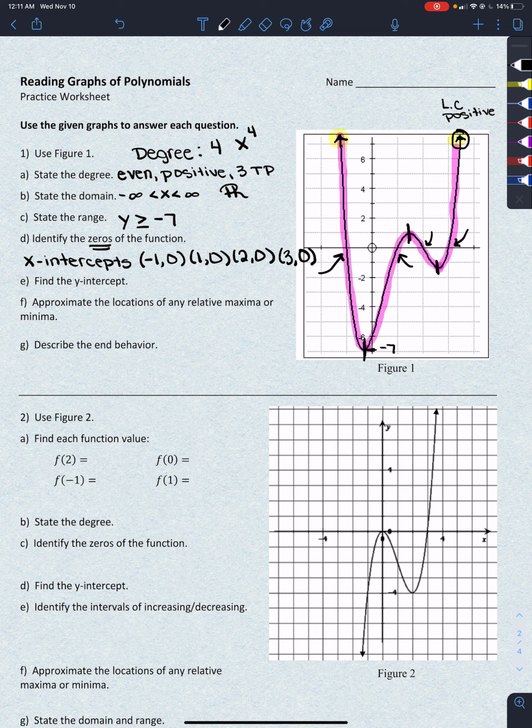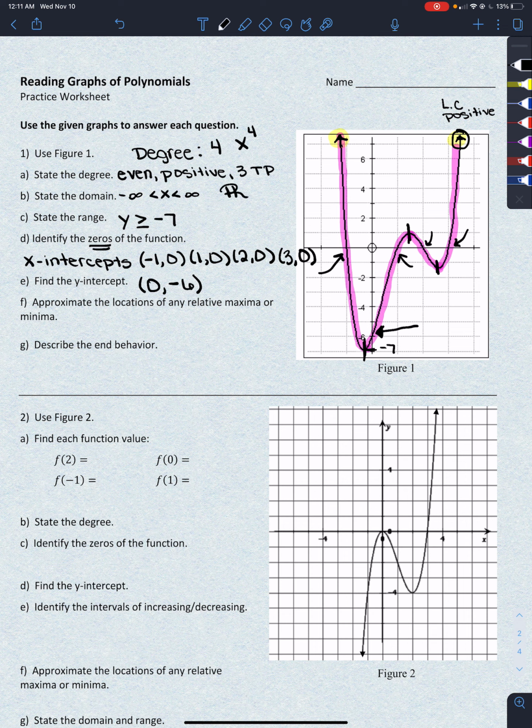Now, to find the y-intercept, where does the graph cross the y-axis? That is at this point right here, where x is 0 and y is negative 6. So this time it is 0, negative 6.